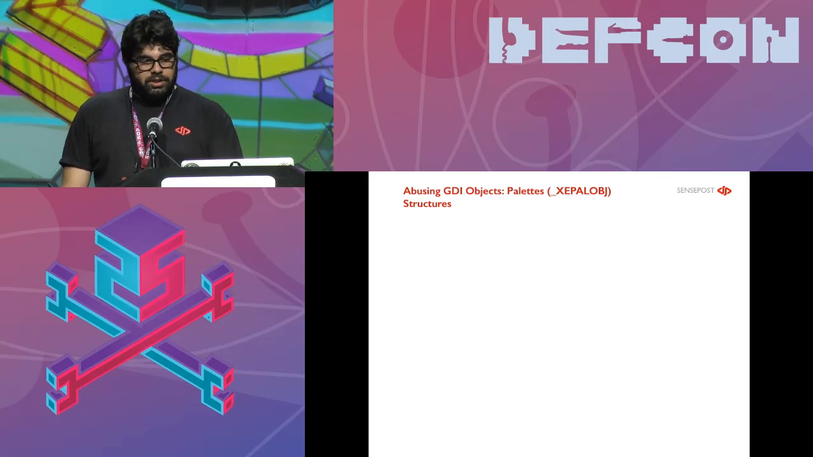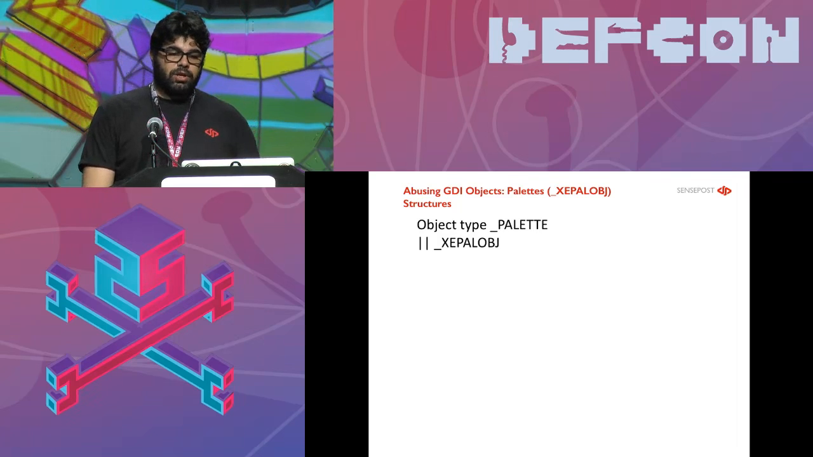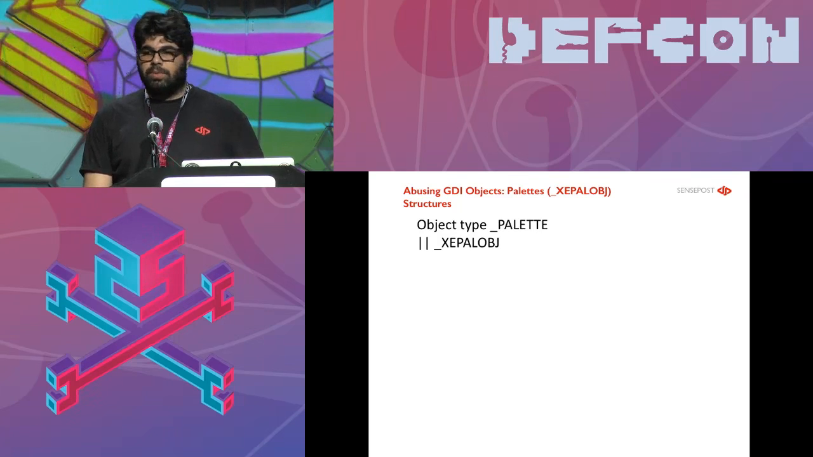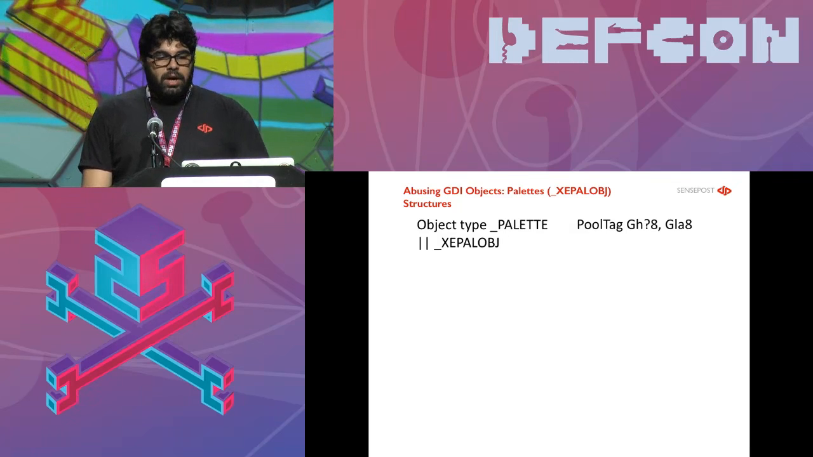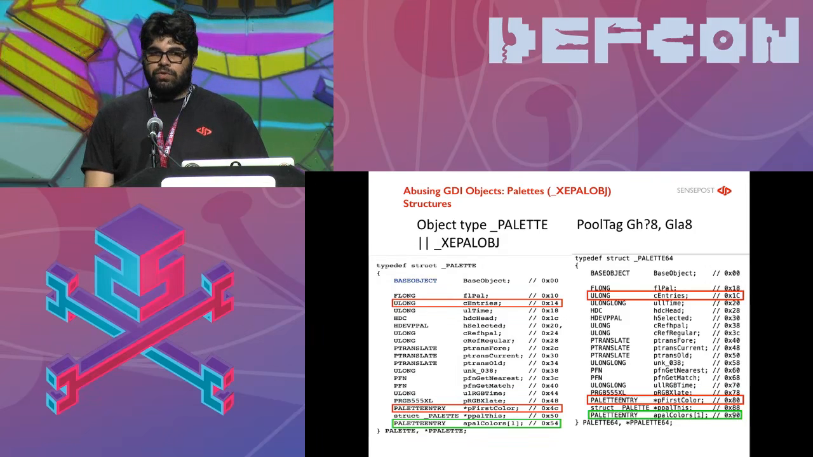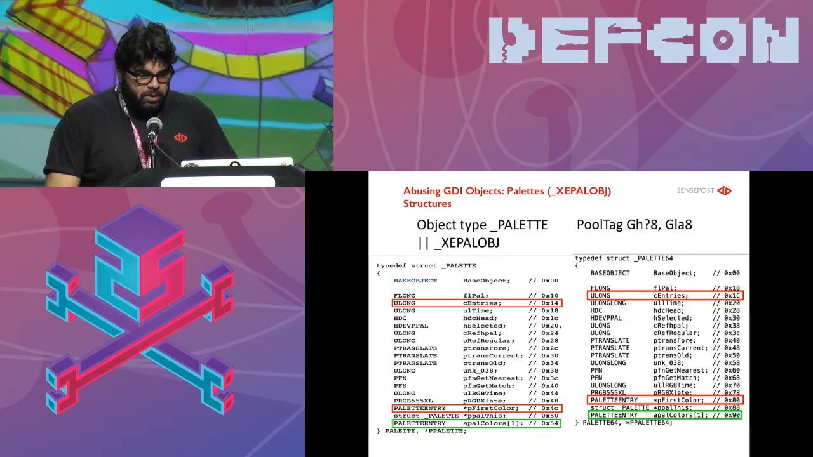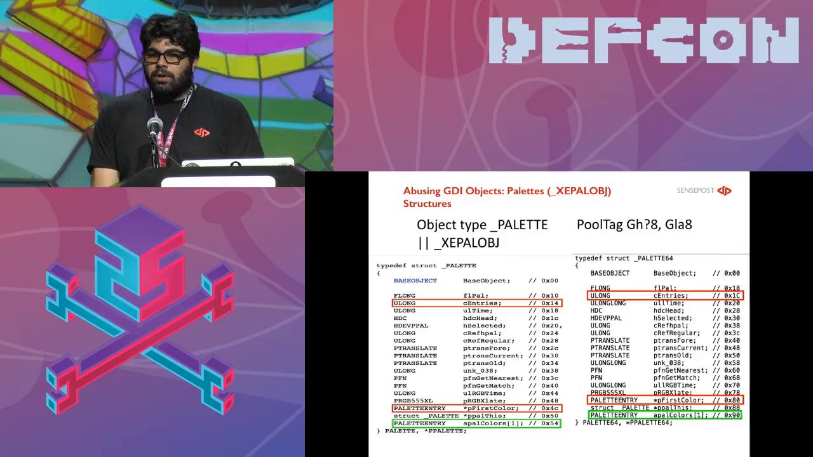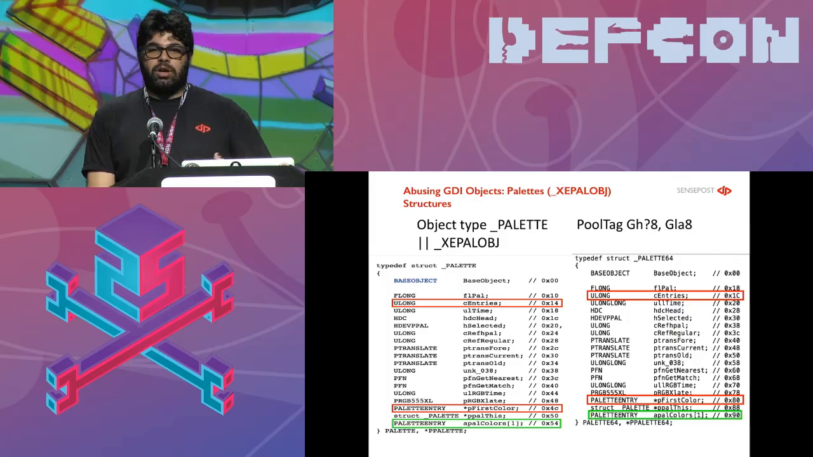Color palettes are interesting objects. They are represented in kernel memory by the PALETTE or XEPALOBJ object name, and they have the pool tag Gh?8 or Gla8. This is the x86 structure of the object, and this is the 64-bit structure of the object. The members highlighted in red are the interesting members to us. You'll find that the cEntries member, which represents the entries count of the palette, can be overwritten or extended, which gives us a relative memory read and write primitive.